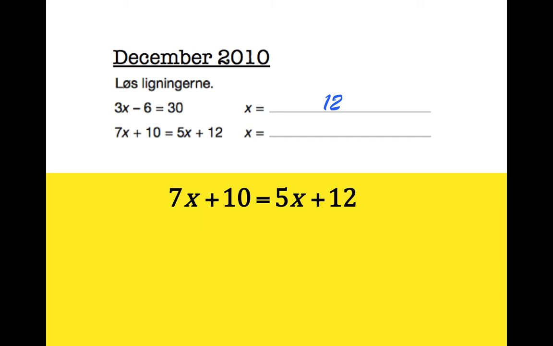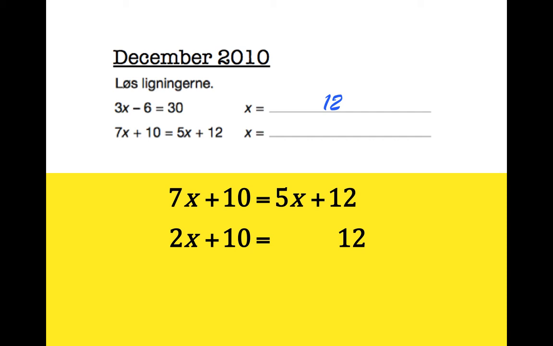The next question has x's on both sides, so we want to take away as much x as we possibly can from both sides. There are 7x's on the left and 5x's on the right, so the most x we can take away from both sides is 5x. So doing that, taking away 5x's from both sides, we get 2x plus 10 equals 12.